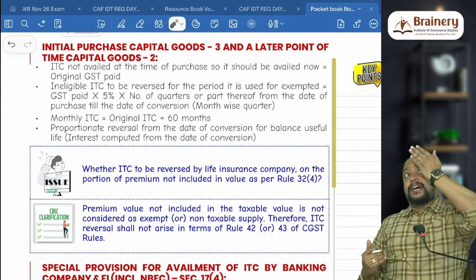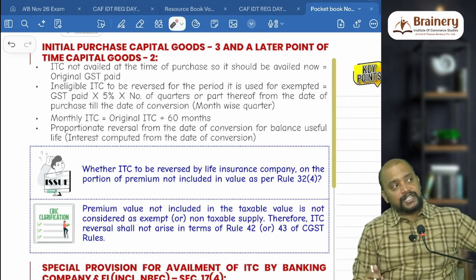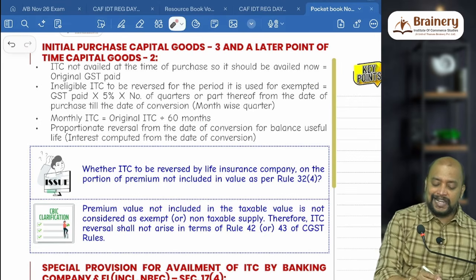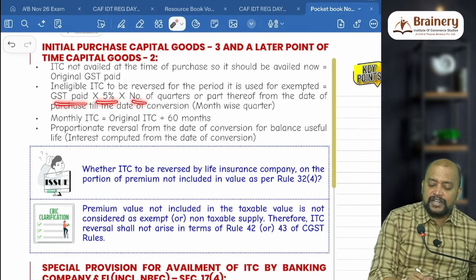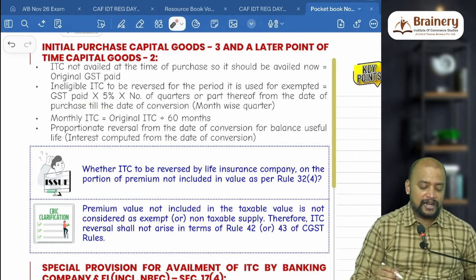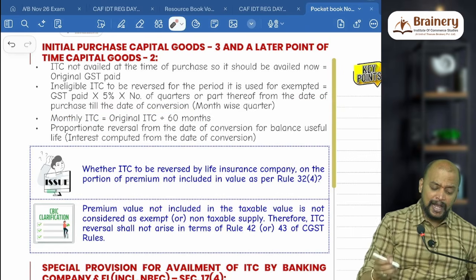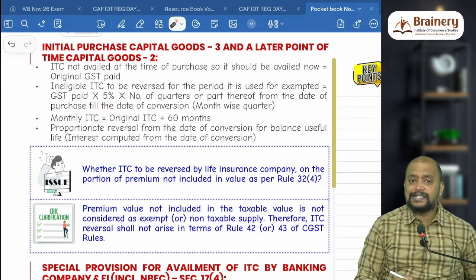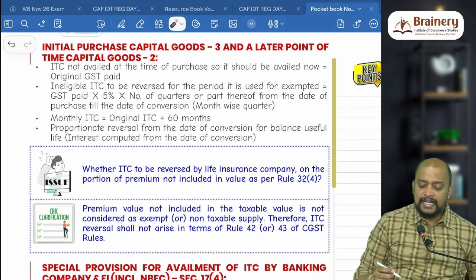But for the past period, there are two reversals, past reversal and future reversal. For the past period, we need to reverse by taking ITC, that is GST paid, into 5% into number of quarters or part thereof from the date of purchase till the date of conversion. And what is the monthly ITC? Monthly ITC will be original ITC divided by 60 months.